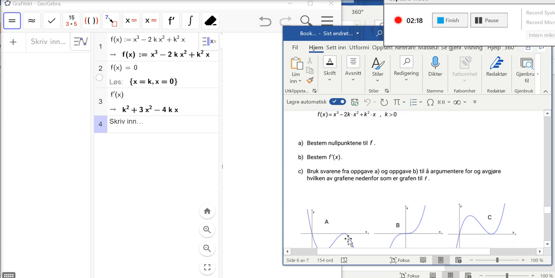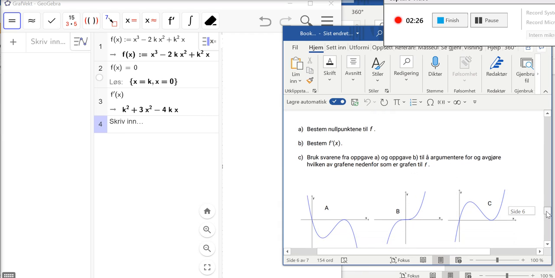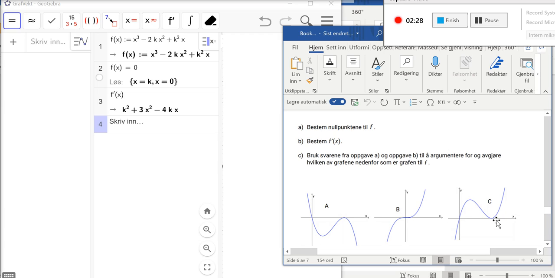So it has to be another 0 point here. So it can be A, it cannot be B. B has only one 0 point, so we can just forget about B. But C also has 2 0 points, so it's either A or C.